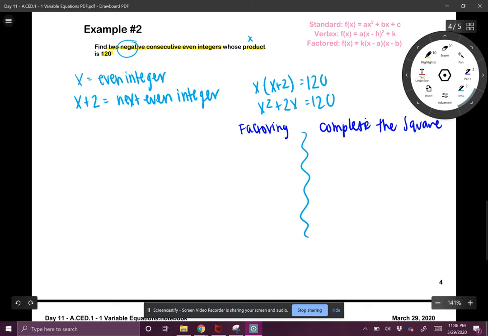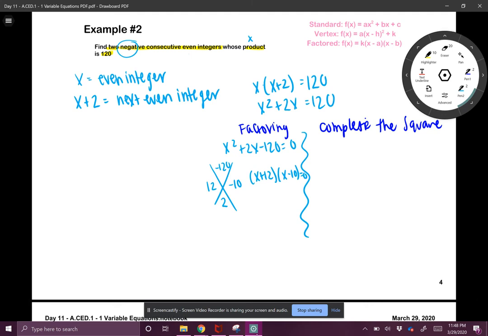If we're going to use factoring, then we need to get that 120 over to the other side. So we would have x squared plus 2x minus 120 equals 0. We're looking for numbers that multiply to make negative 120 and add together to make 2. So those two numbers would be 12 and negative 10. Since a equals 1, I can just rewrite this as x plus 12 times x minus 10 equals 0. Here I end up with x plus 12 equals 0 and x minus 10 equals 0.